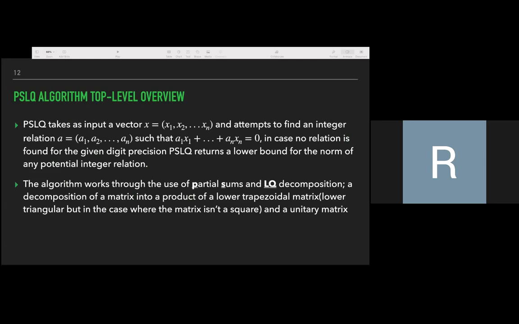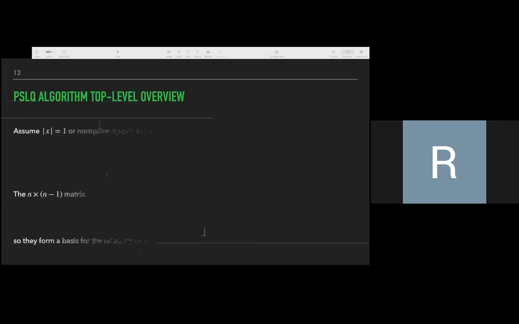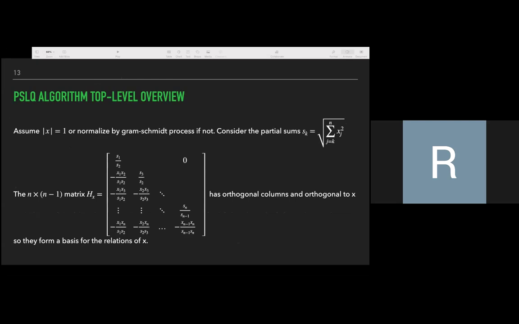And the name PSLQ actually informs us on what is happening. We're going to be using partial sums and an LQ decomposition, which is decomposing a matrix into a product of a lower trapezoidal matrix and a unitary matrix. And a unitary matrix, if you don't know, is one where the inverse of the matrix is equivalent to the transpose. So we can assume that our x has norm 1, or we can normalize it.